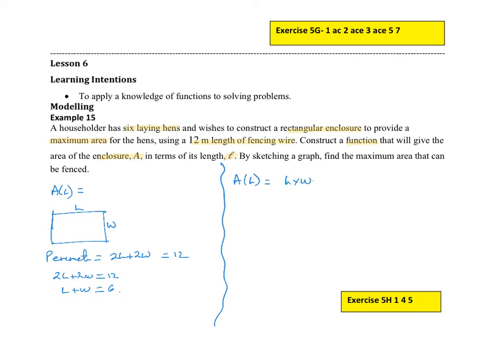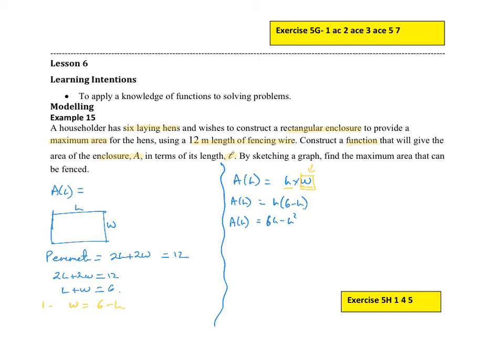Now straight away I should be able to see that I've got two different variables in here, length and width. I want a function that's just in terms of L. So how could I find some sort of relationship for W? That comes back over here. I know that W is equal to 6 minus L. So if I substitute that in for width, I can say that the area is equal to length times 6 minus L. So if you like, A of L is equal to 6L minus L squared.